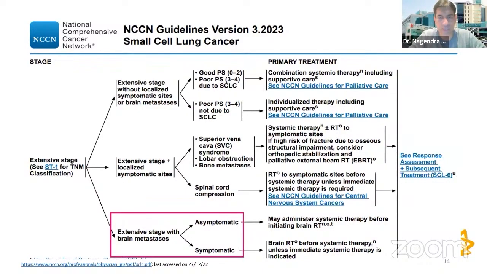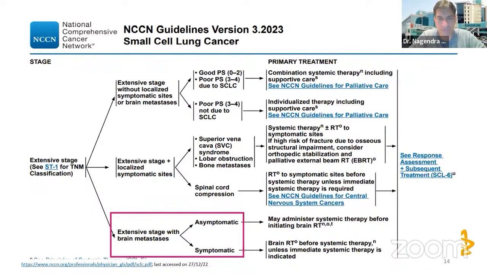For those patients who have a poor performance status, individualized therapy, including supportive care, is to be done. And for patients with extensive stage small cell carcinoma with localized symptomatic sites in the form of SVC obstruction or lobar obstruction or bony metastasis, symptomatic therapy with radiation therapy to the symptomatic sites. If there is a high risk of fracture, then we have to consider orthopedic stabilization followed by palliative external beam radiation therapy. For those patients who have spinal cord compression or impending spinal cord compression, RT to the symptomatic sites before systemic therapy, unless immediate systemic therapy is required.